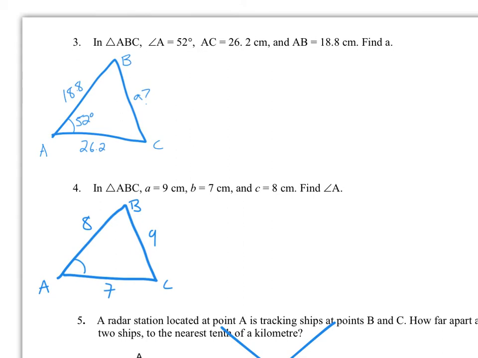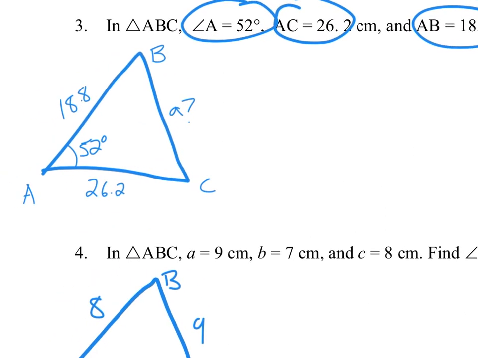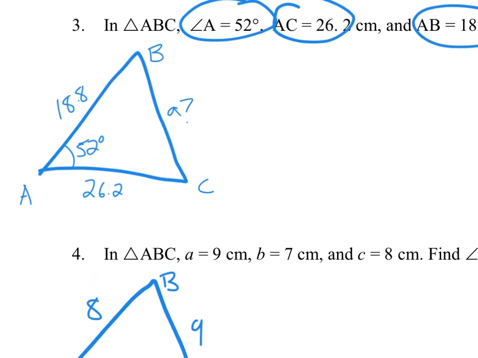Okay, you should have your two triangles drawn in. If I look at question number 3 here, it says the triangle ABC. There's angle A, that's 52 degrees. Between A and C is 26.2. A and B is 18.8. Find angle A. It doesn't really matter how you draw this triangle, as long as you put these numbers in the correct spot on your triangle, you'll be solving for the same thing as me. You can rotate this triangle however you want, okay? You can flip it, rotate it, doesn't matter.